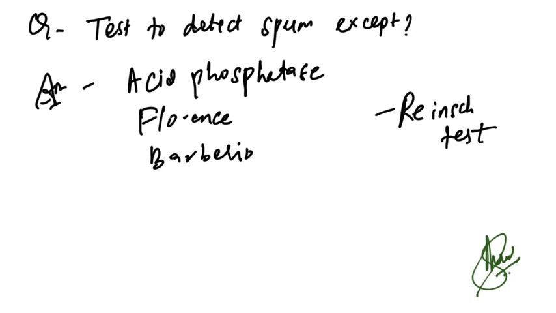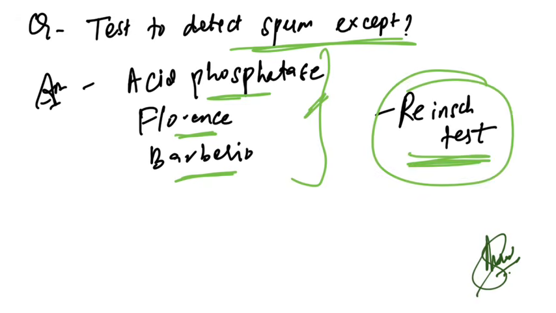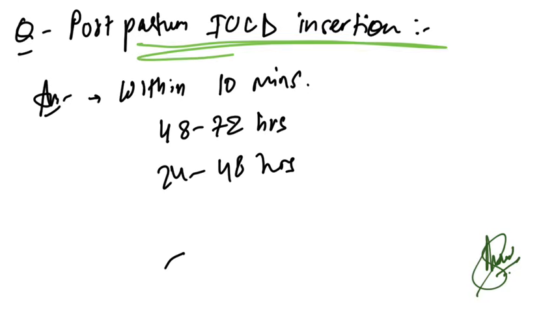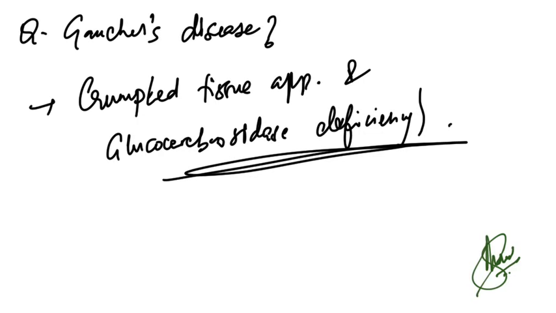Now, test to detect sperm. Acid phosphatase, Florence and Barberio test, these are tests which will detect the sperms. But the fourth option, I guess, was a test that will not detect the sperms. Now postpartum IUCD insertion should be done within 10 minutes. Some have marked 24 to 48 or 48 to 72, but the correct answer is within 10 minutes.